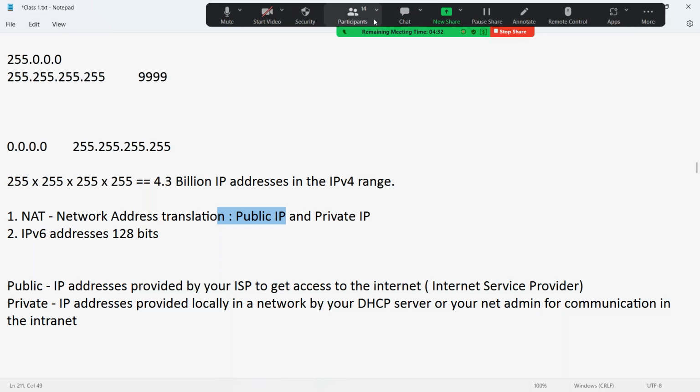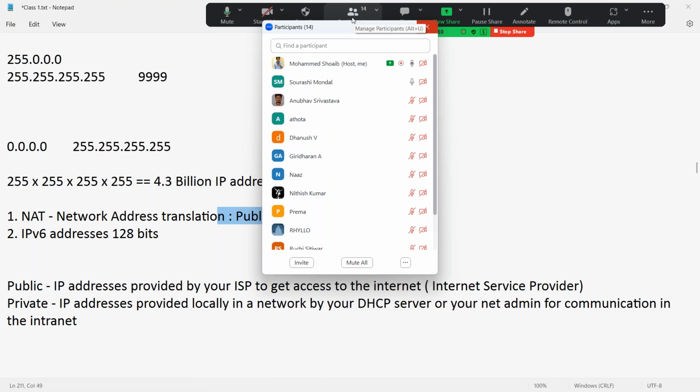A very short session, guys. Since this is the first class, we're going to end it here itself. All we have discussed is what IPv4 addresses look like, the types of IPv4 addresses, public and private, the range of IP addresses, what's the first IP, what's the last IP, and the sequence of IPs one by one.